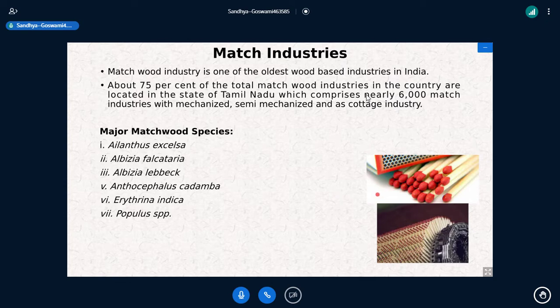Another thing about match industries, 75% of the total match industry in our country is located in the state of Tamil Nadu. See, the maximum match wood that is being made is from Tamil Nadu.